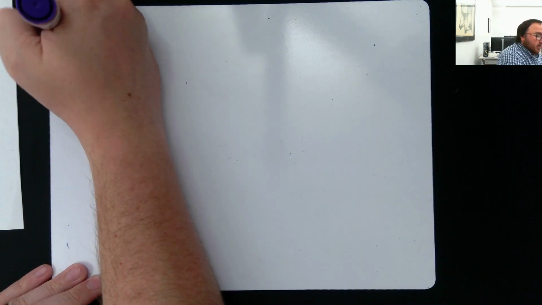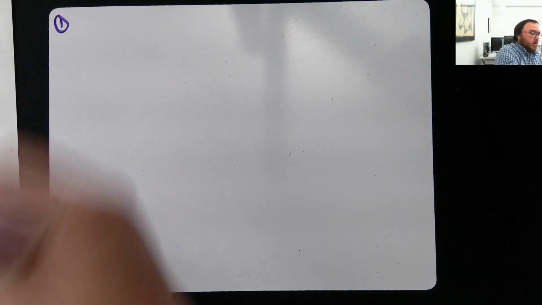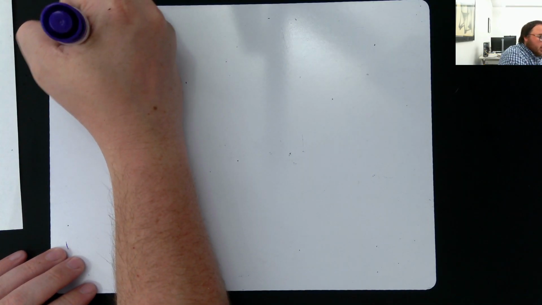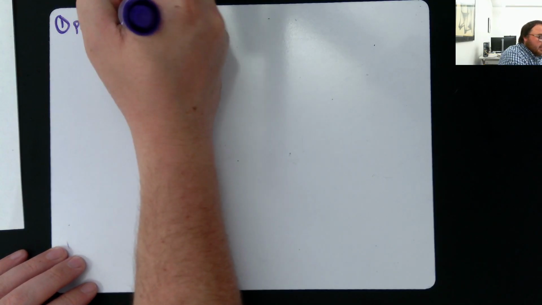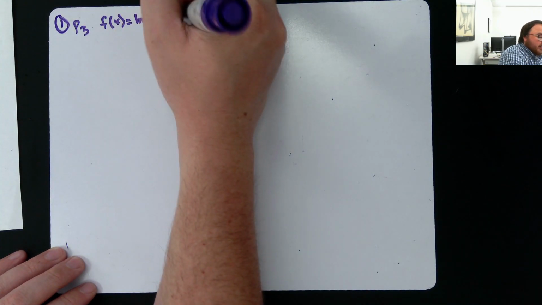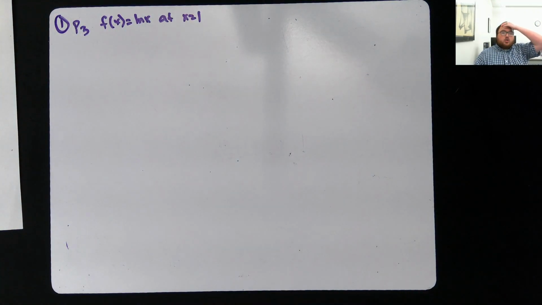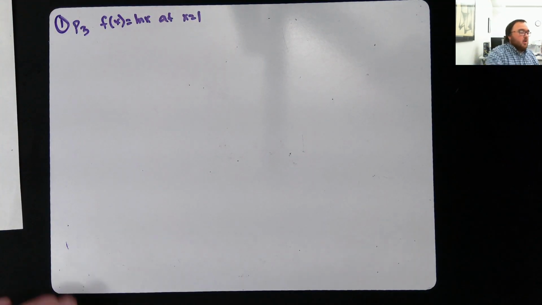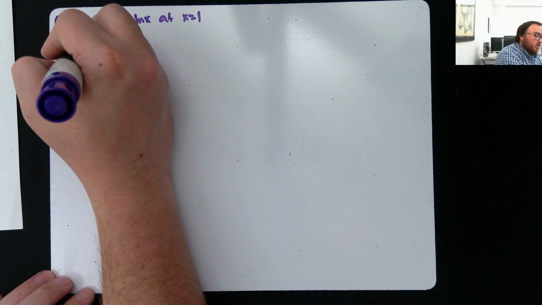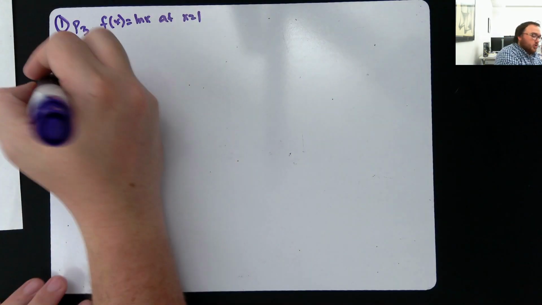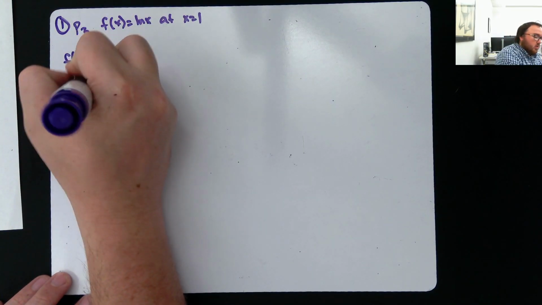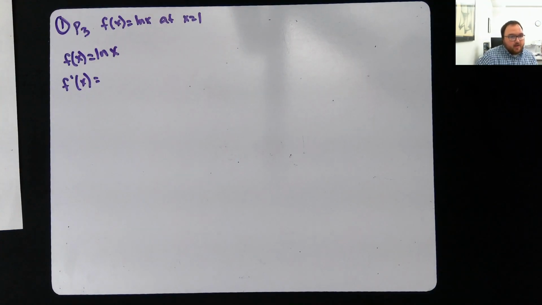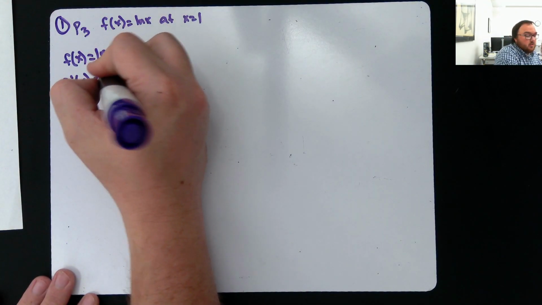I'm going to write it down just so that we don't get confused. We are looking for P3 for the function natural log of x at x equal 1. So us asking for P3 means we want up until the third derivative, okay? So the function is natural log of x. So let's find the first derivative. The derivative of the natural log of x is, of course, 1 over x.